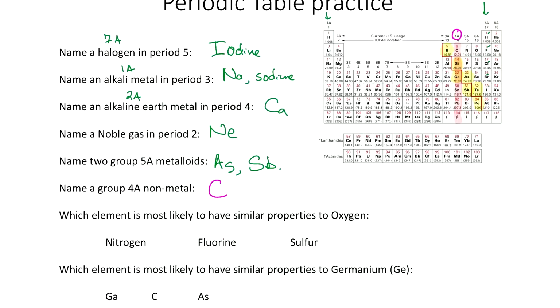Which element is most likely to have similar properties to oxygen? So let's highlight where oxygen is. Oxygen is right here. So which one? Nitrogen, fluorine, or sulfur? Which one will have most similar properties to oxygen? Sulfur, yeah. The tricky thing here is all of these elements just butt up right next to oxygen, so I just picked the three that are around it. But the idea here is that elements in the same groups tend to have similar properties.